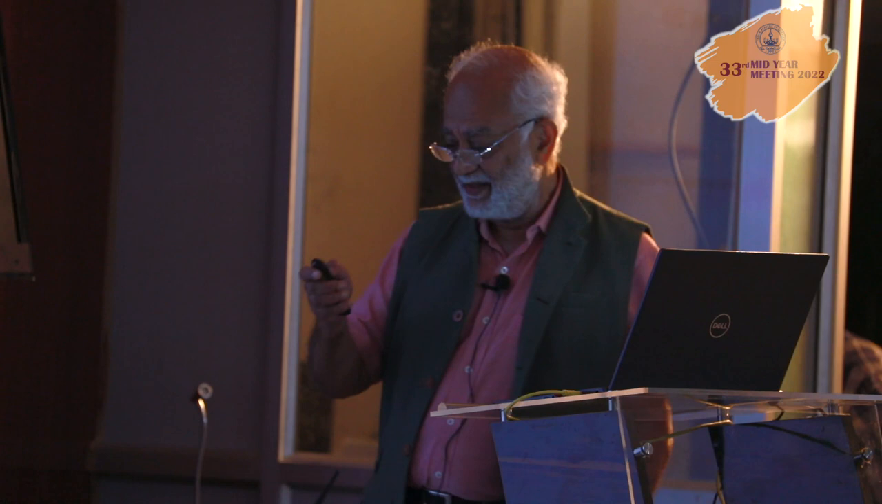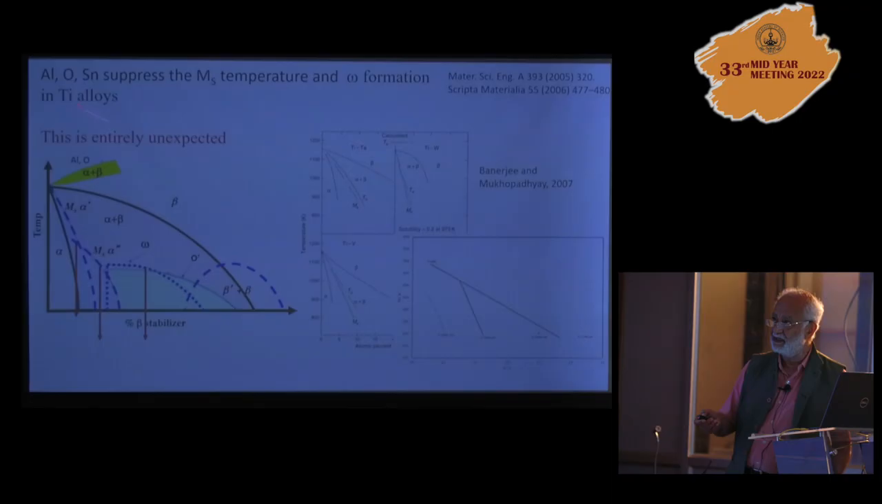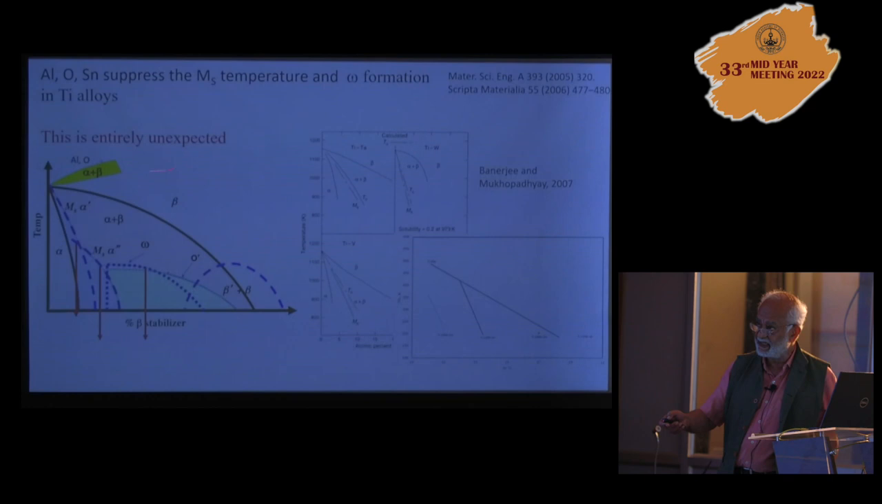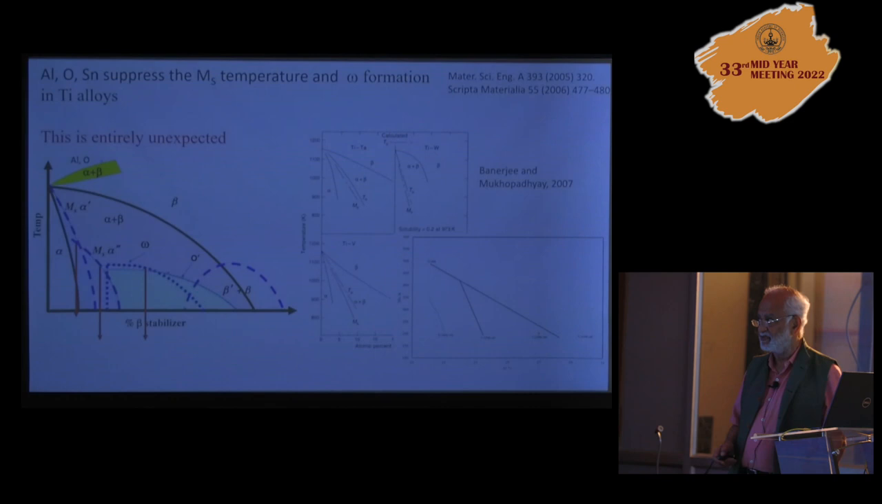Right. So then, a little bit of metallurgy, and it turns out that if you add aluminum, oxygen, or tin, these elements suppress what is called the martensite start temperature. And this was quite unexpected to us, because aluminum, oxygen, and tin actually stabilize the HCP phase, and we wondered why something that stabilizes the HCP phase in a phase diagram like this would suppress the MS temperature. Okay, so this is data that relates to this.